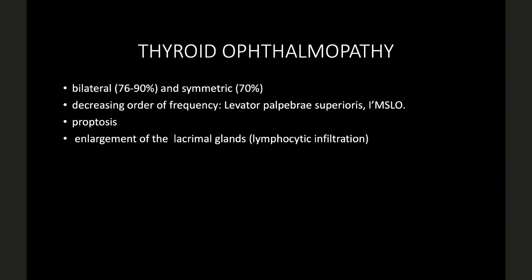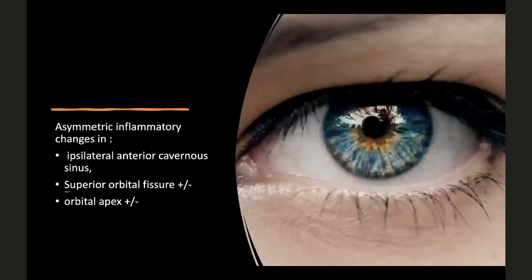Sometimes it's very hard for us to see, and it's in the superior most aspect of the orbit because it's going towards the eyelids. But that also gets involved in the very anterior images of the coronal sections. And then remember this, I'm slow. It causes proptosis. Anything can cause proptosis, which is going to increase the volume. Enlargement of the lacrimal glands is also seen sometimes, and it's related to lymphocytic infiltration.